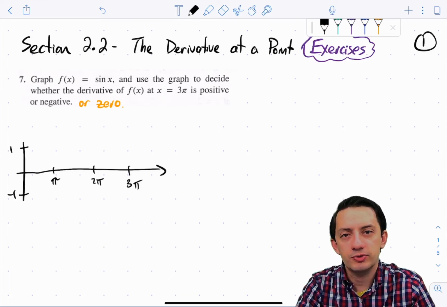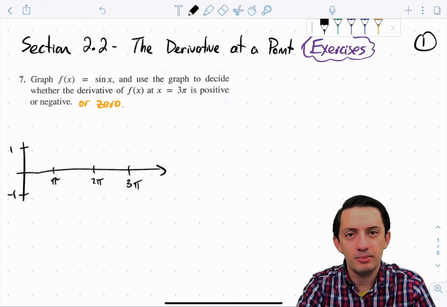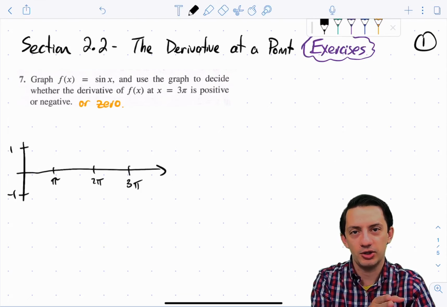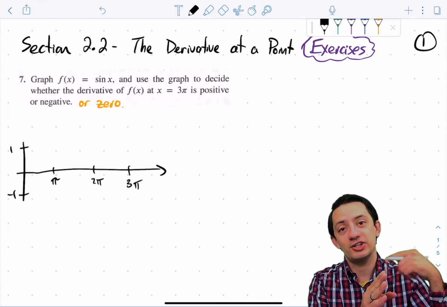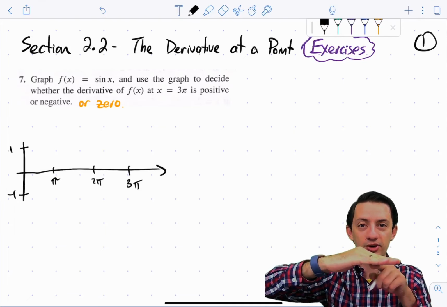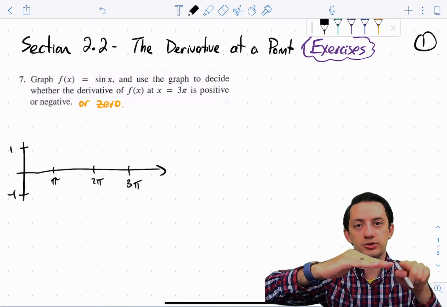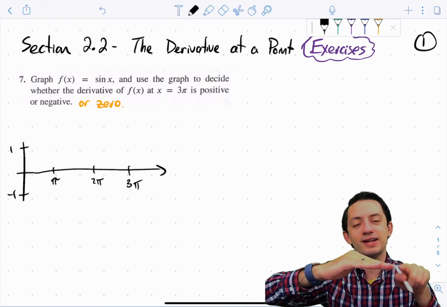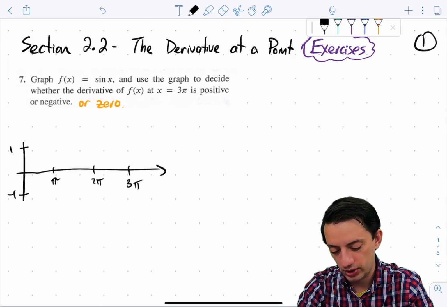Now I always forget which one starts at 0, sine or cosine. And what I remember is that cosine tells me the x value of a point on the unit circle. Sine tells me the y value. If I have an angle of 0, I'm at 1, 0. So cosine of 0 is 1. And sine of 0 is 0. So I start at 0.